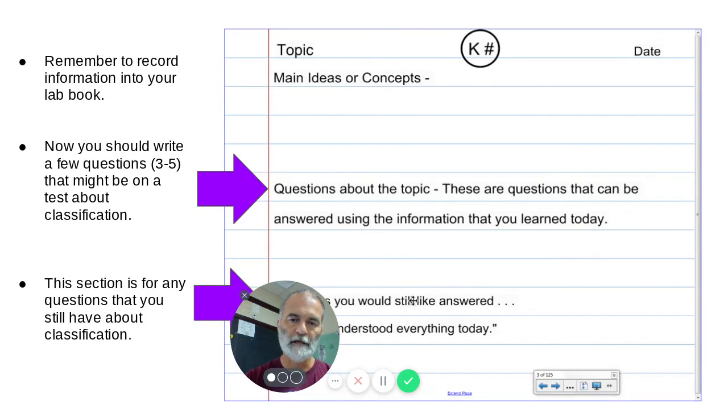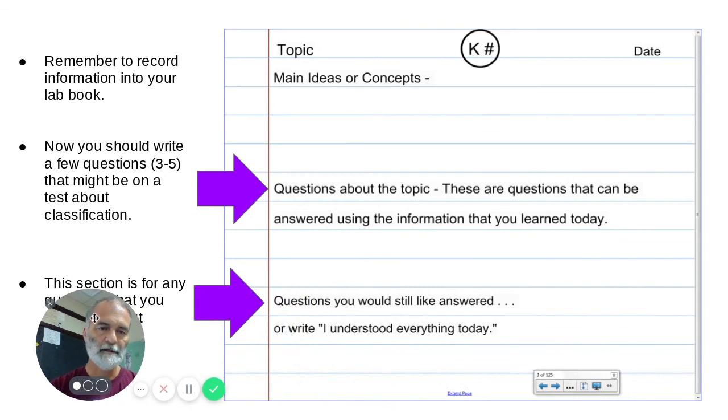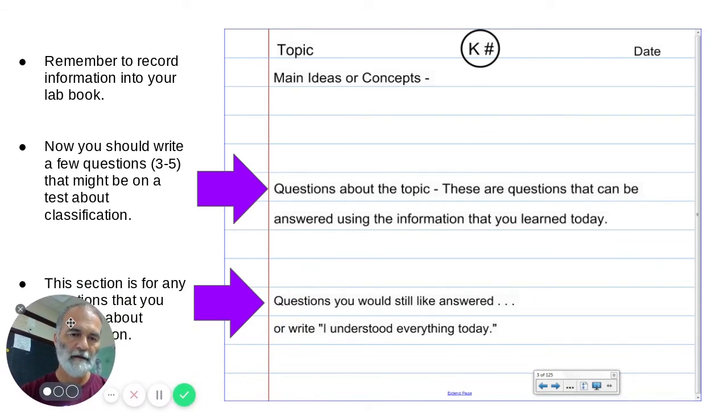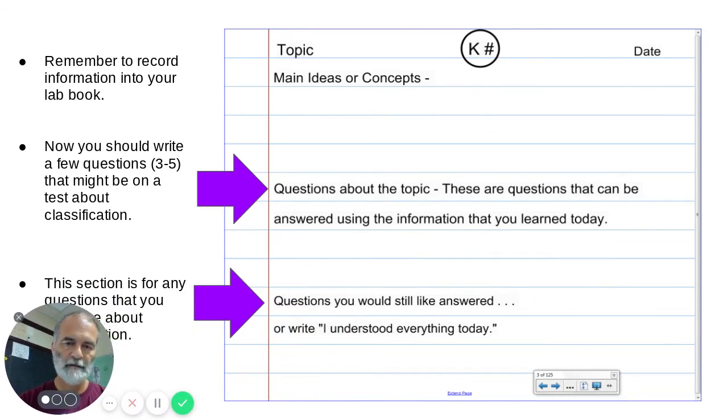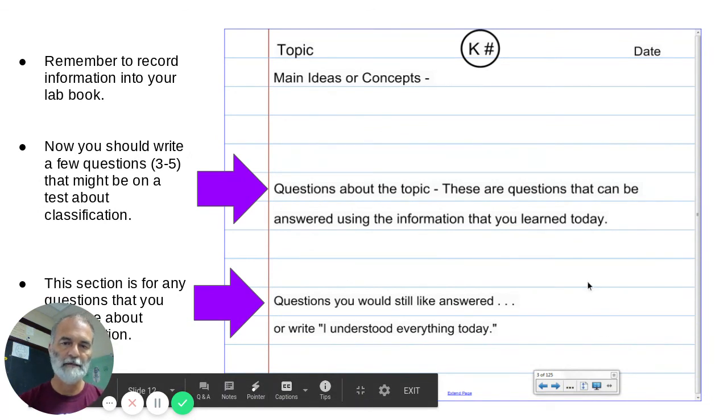So now it's your time to write a few questions for your quiz. And then if you have any specific questions about classification, write those down at the bottom of your page. You have plenty of time to do that.